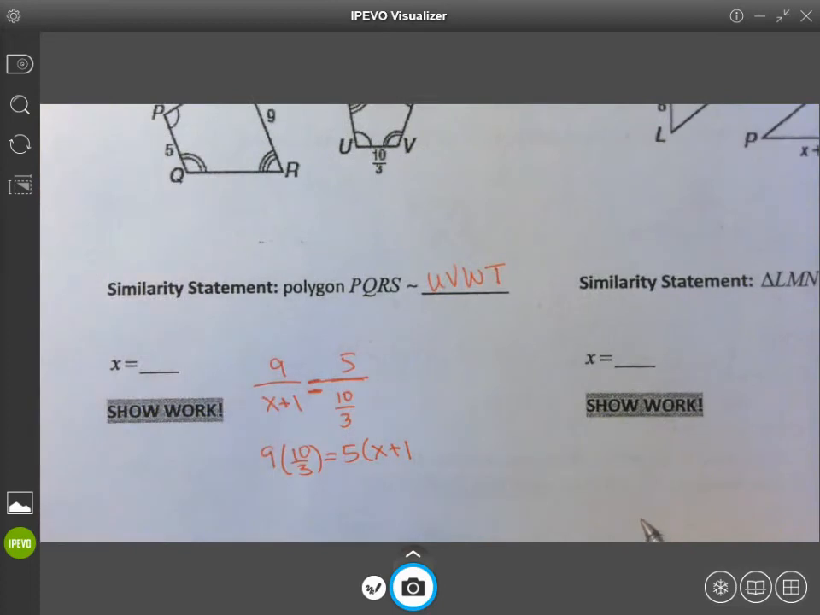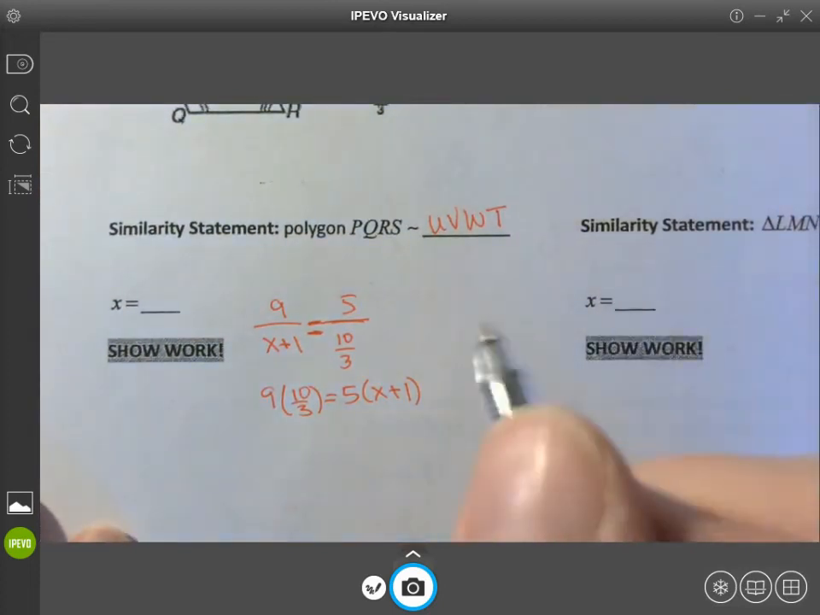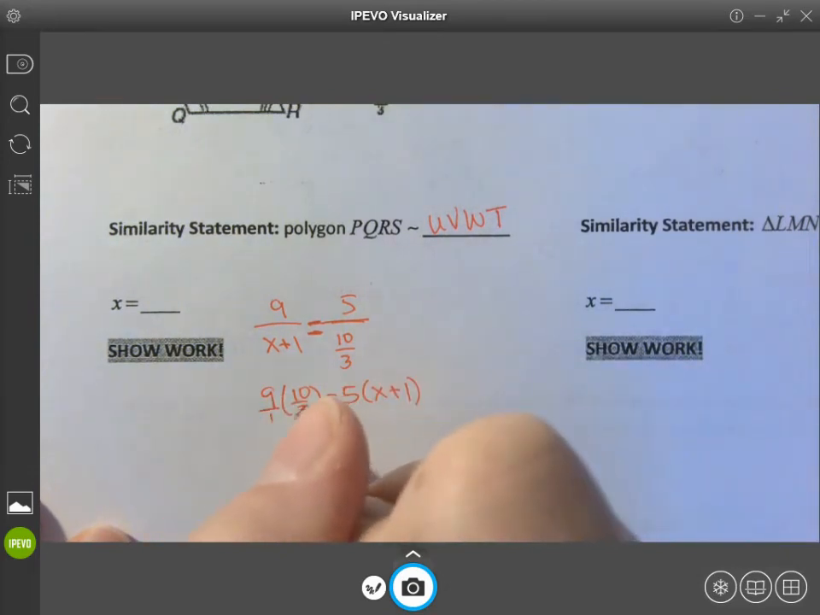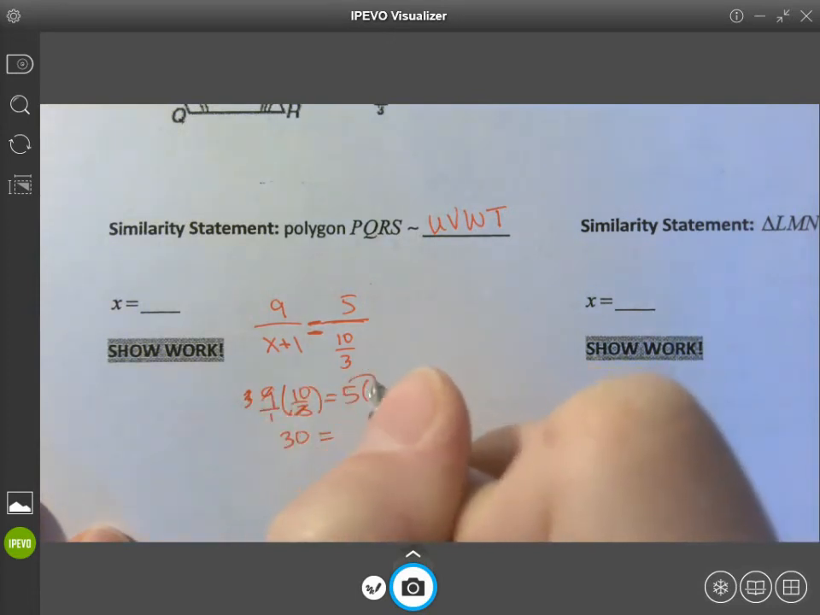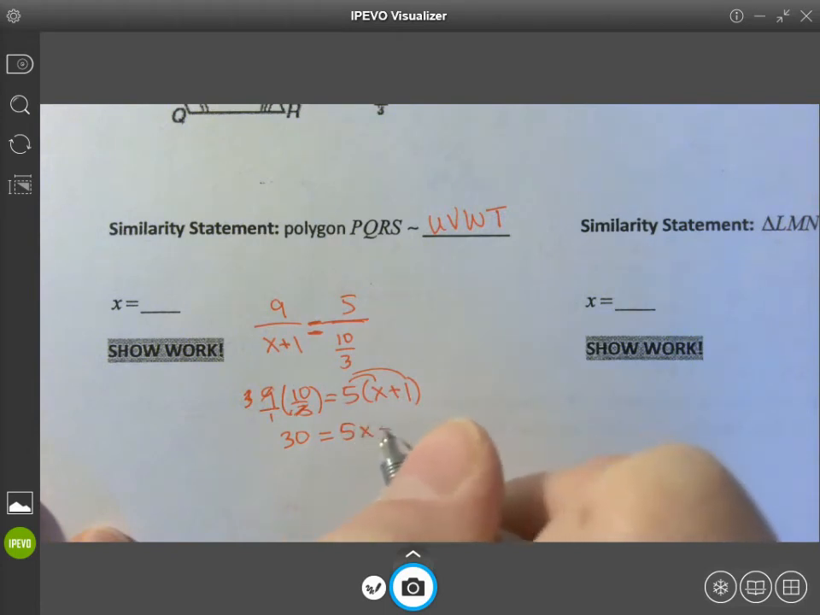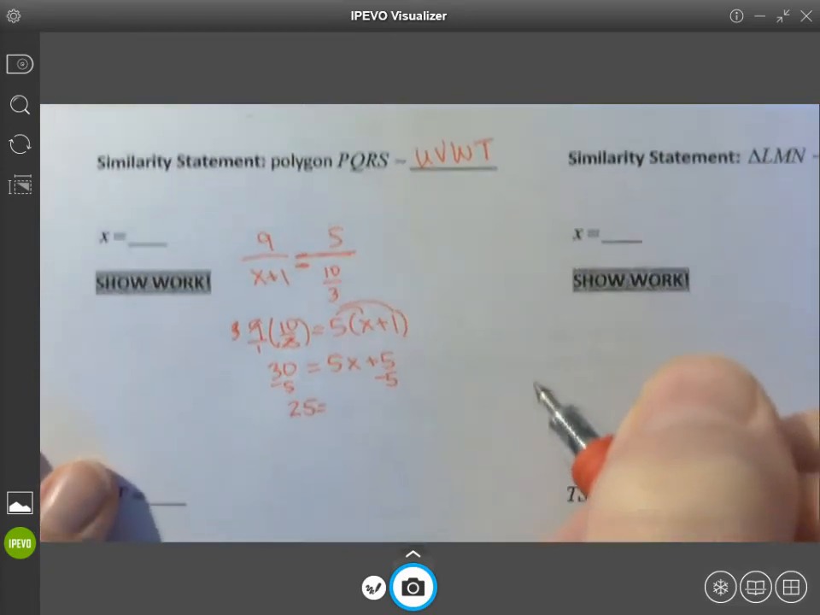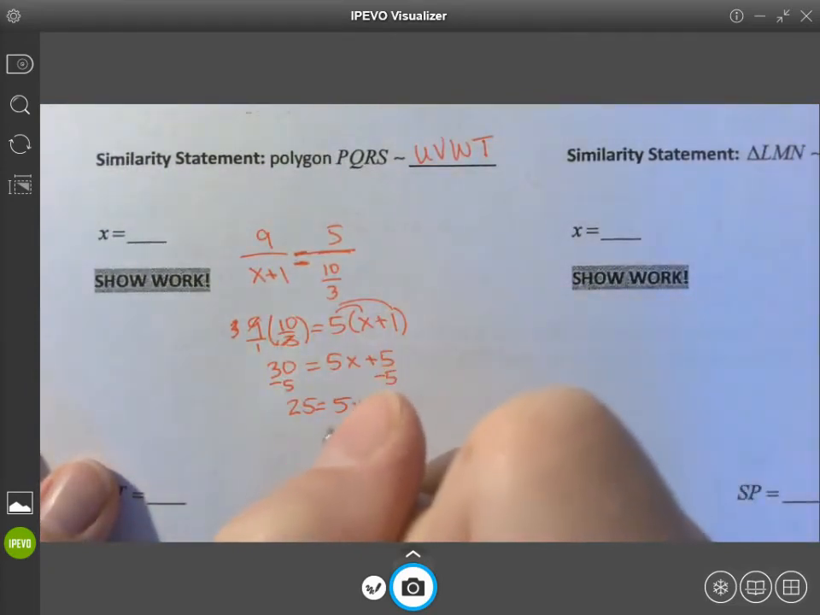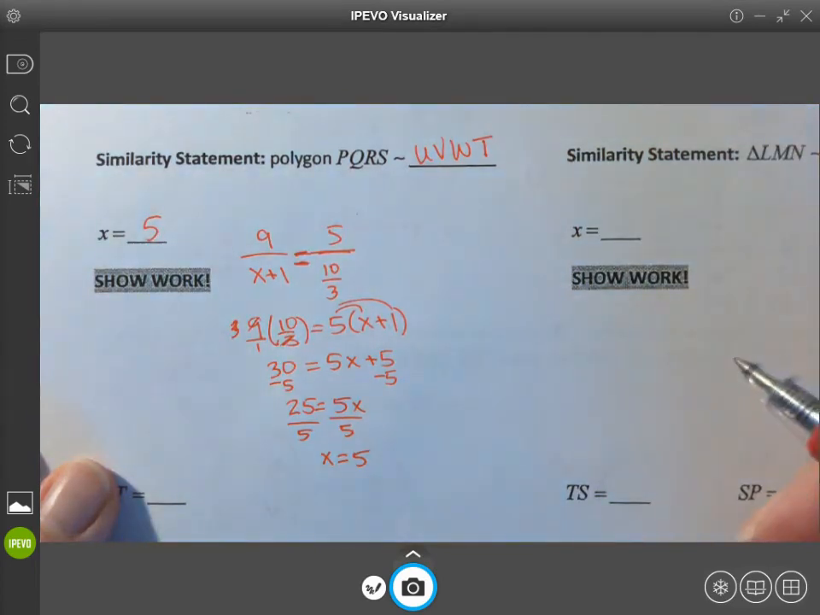I've got to do better about writing and showing what I'm doing. It's bad, guys. Okay, so now that I have this, I'm going to use my cross-canceling skills, and I get 30. But you could use your calculator, take 9 times 10 thirds, and then I'm going to distribute, and that would be 5x plus 5. And then I'm going to find x by moving any addition or subtraction. So 25 equals 5x. And divide both sides by 5. x is 5. Did we agree with that? Anybody? Okay, that sounds good.